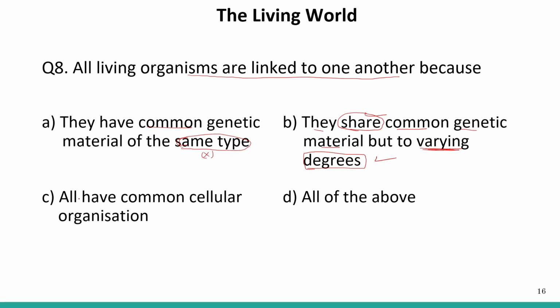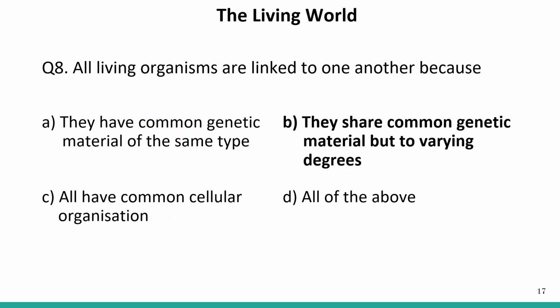Now, the third option is all have common cellular organization. This is also not correct, because we have unicellular organisms and then we have multicellular organisms. So cellular organization is different. If you look at the cellular level also, organization is different. Option D is all of the above, so this is also not correct. So what should be the answer here? Option B. They share common genetic material but to varying degrees.